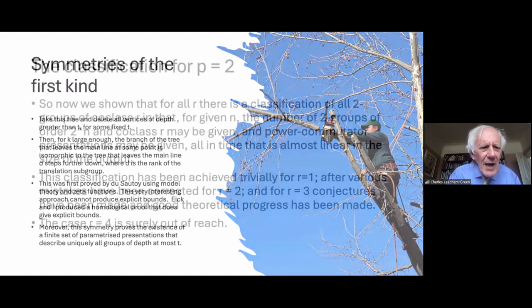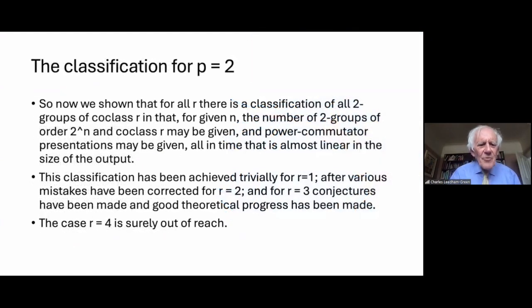However, there we are. For p equals 2, we have proved the existence of our finite classification for any coclass. It's completely proved. So if these classifications exist, you say, well, let's see them. Well, for p equals 2 and r equals 1, it's sort of first year group theory. You just get these three groups.